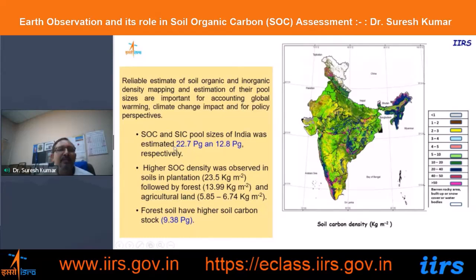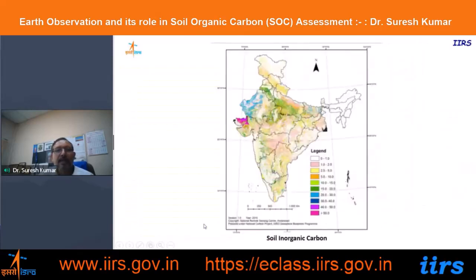Total how much pool was there? We found that Indian soils have soil organic carbon of 22.7 petagram, and soil inorganic carbon of 12.8 petagram in total. This is the stock: 22.7 petagram organic carbon and 12.8 petagram inorganic carbon. Forest soils we estimated for the entire country at around 9.3 petagram of carbon. And this is the published map of soil inorganic carbon density in India.